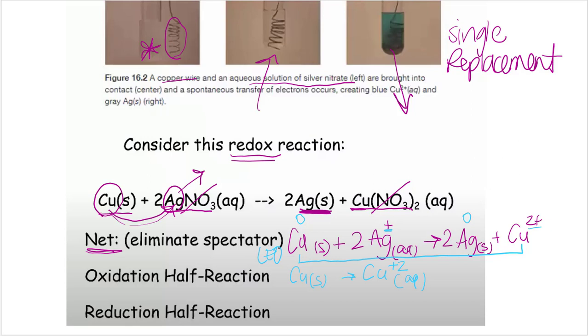When I balance this out, this is 0 on the left, and this is +2 on the right, so I need to add 2 electrons. Again, if we're losing electrons and it's being oxidized, then my electrons are in the products. Let's look at our reduction. That means that our silver, here's our silver, went from a +1 to a 0. This is our GER.